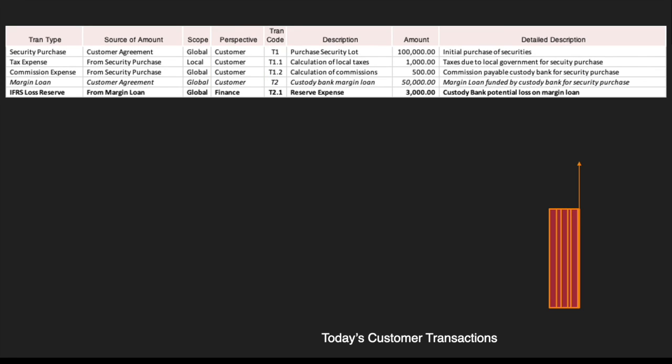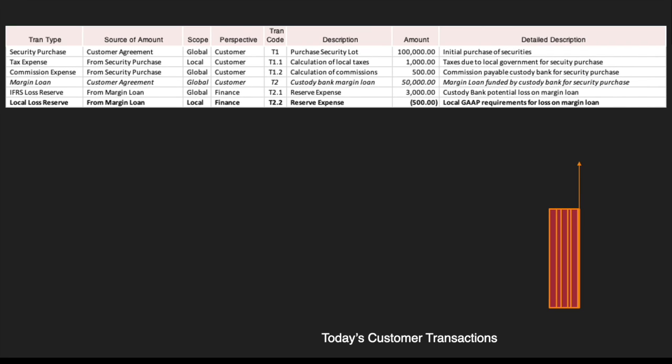Additional transactions are created which represent the enterprise perspective, not a customer perspective. For example, loan loss reserves calculated off of the margin loan are also calculated, those at the global level and those reflecting the local loss reserve. The local loss reserve might be calculated based upon a different standard than IFRS or GAAP for the enterprise, and thus a separate transaction may be required for those.